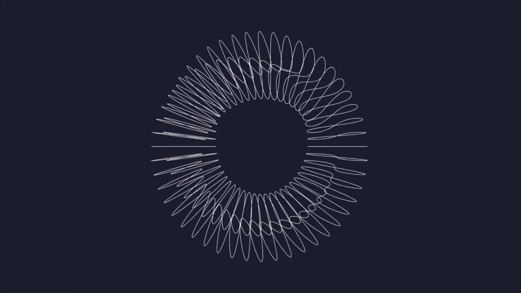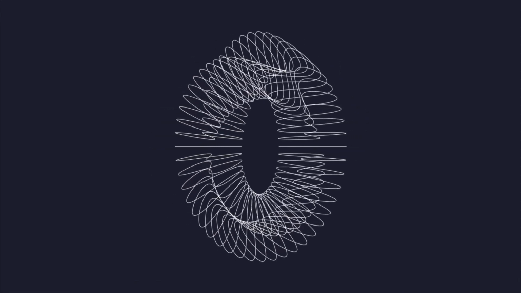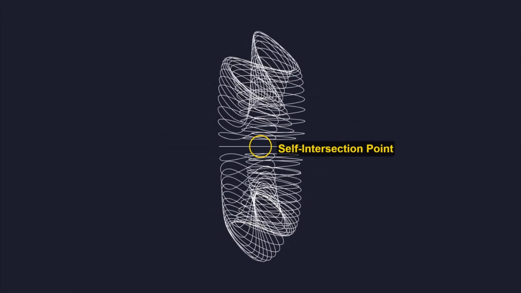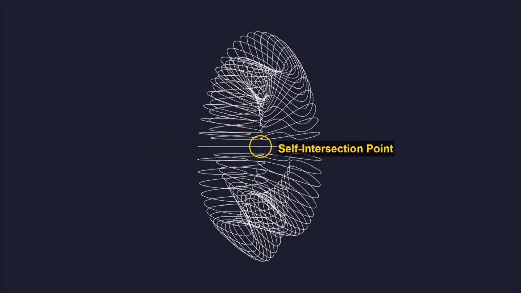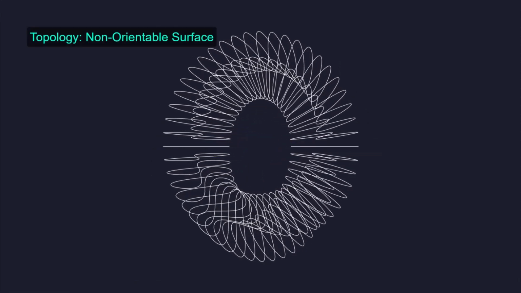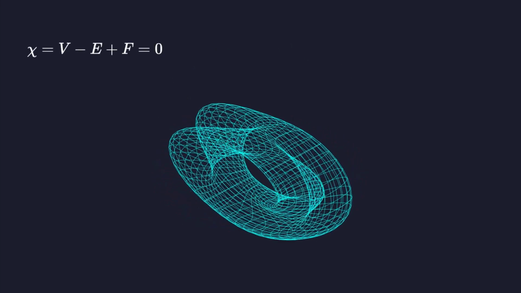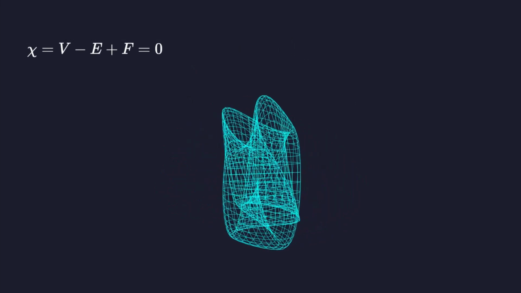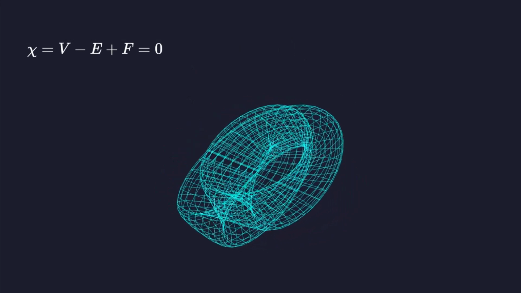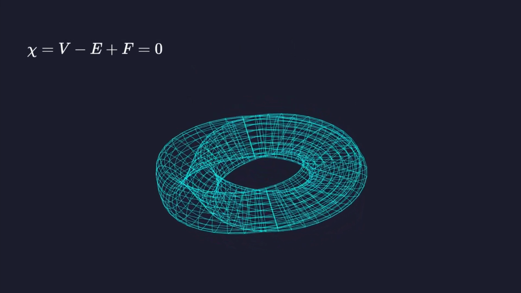A true Klein bottle cannot exist in our three-dimensional universe without intersecting itself. This topological anomaly destroys its capacity to enclose a distinct interior volume. Topologically, it is a closed, non-orientable surface of Euler characteristic 0. It represents a two-dimensional manifold that possesses no boundary lines.